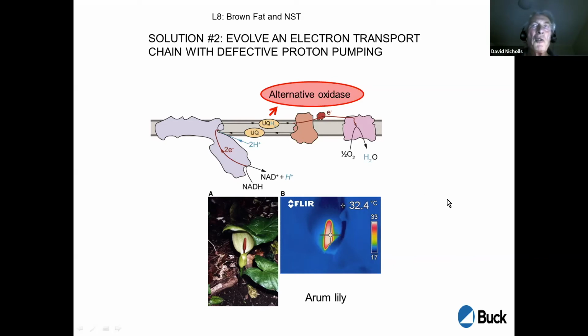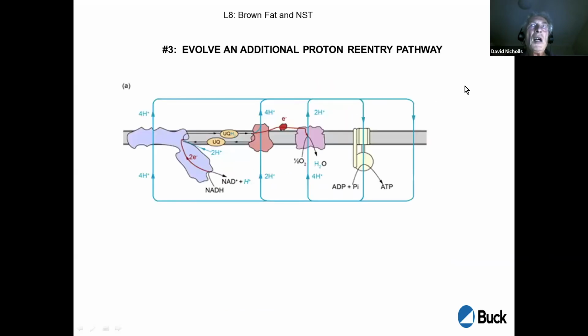You could have mitochondria in brown fat, which have an alternative oxidase. The third possibility is to introduce an additional proton re-entry pathway. And this is the option which is adopted by brown adipose tissue. And I want to go through a series of experiments at how one arrived at this strange thing called an uncoupling protein.